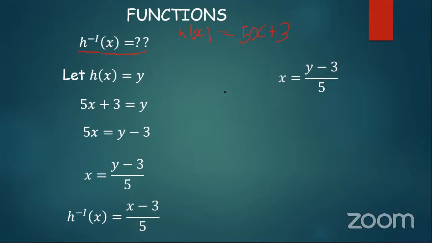Finding the inverse of negative 5, here we have the inverse of x equals x minus 3 out of 5. So we are just going to substitute: where there is x, we put negative 5. We're going to say the inverse of negative 5 is equal to negative 5 minus 3 divided by 5.